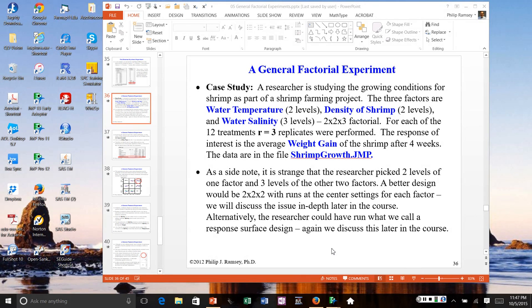I'm not sure why water salinity is at three levels and the others are at two levels, but overall I think it would have been very interesting as an experiment where each of the factors were at three levels, but we're going to deal with that later in the course.